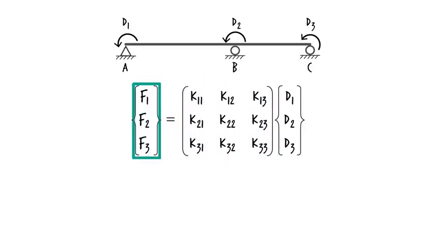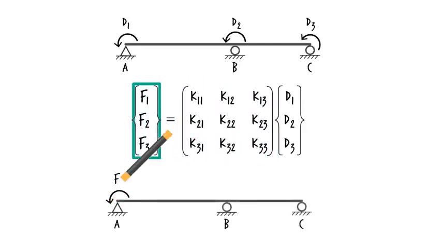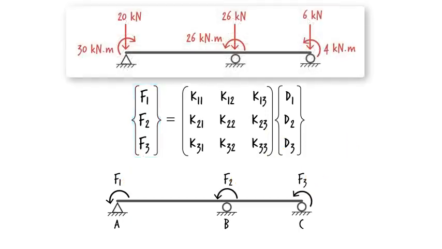F1, F2, and F3 are the joint loads in directions 1, 2, and 3 respectively. We just computed their values. F1 is negative 30 kilonewton meters. F2 is 26 kilonewton meters, and F3 is 4 kilonewton meters. Note that since the joints of the beam are not going to displace vertically, the vertical joint loads do not play a part in our formulation.